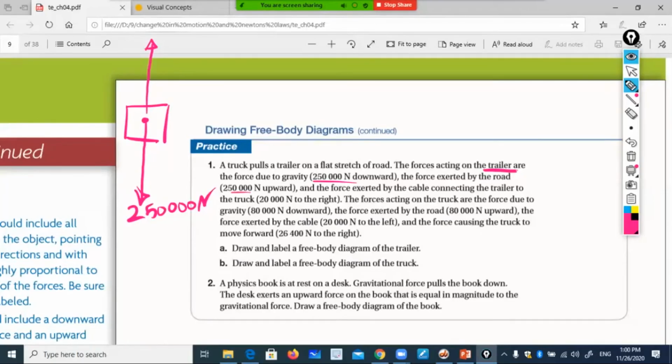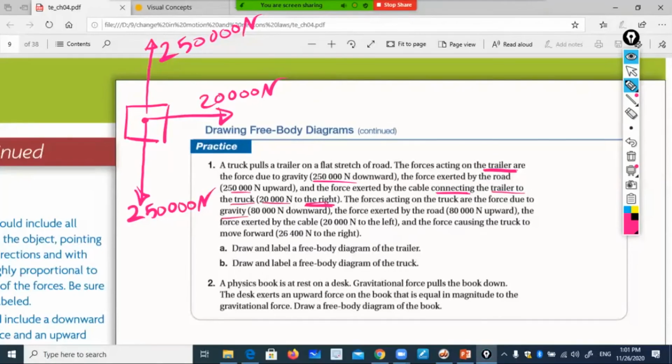Now the upward or normal force will become 250,000 newton. And the force exerted by the connection connecting the trailer. Can you see this connecting? It means we have a connection. This is the contact force to the truck. Yeah, this to the right. Can you see that? To the right, like that, to 20,000 newton.